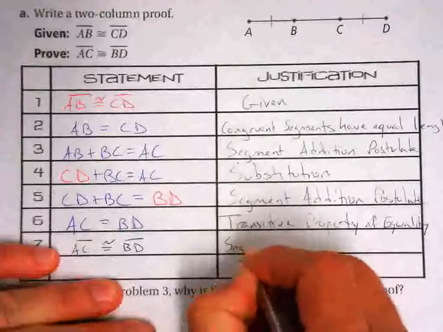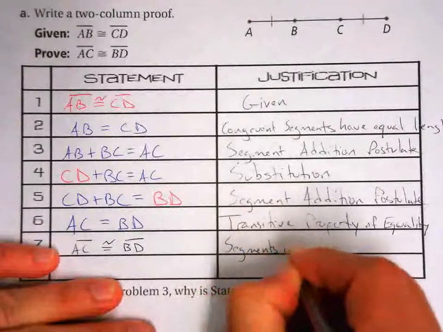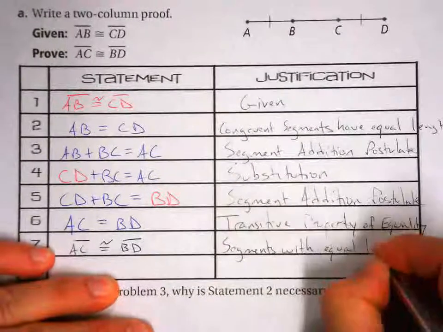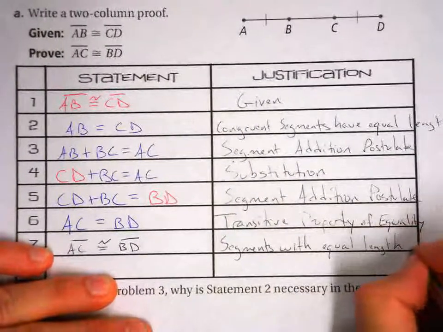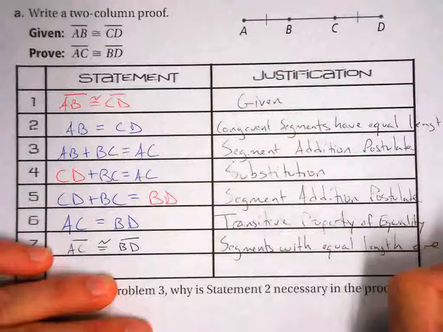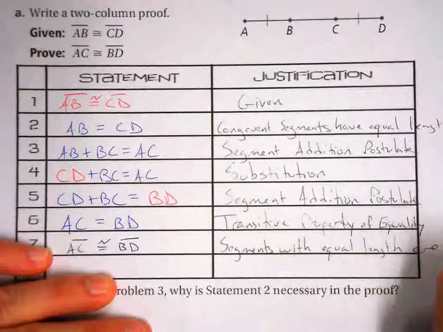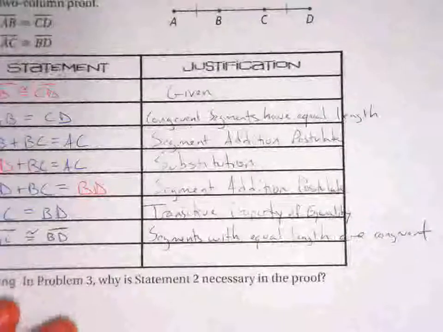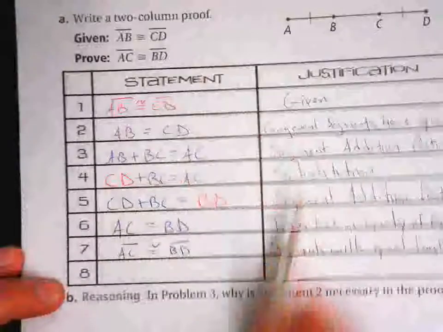You're thinking, do I really have to say that? Well, yeah, actually you do. Segments with equal length are congruent. We got to write that all out. And now we have proven segment AC is congruent to segment BD, done and done.